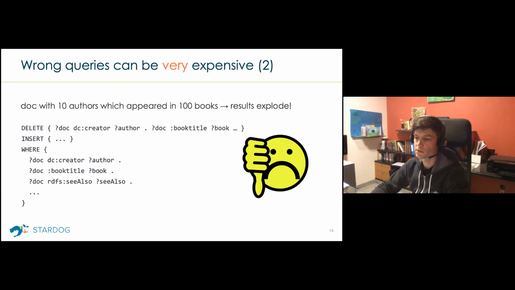The problem here is the so-called multi-valued properties. If you imagine a document with 10 authors, and that document appears in 100 books. So the data, remember, the data can be anything. The data doesn't have to be perfect. And in the RDF world, it's more often not perfect than in the relational SQL world. So in that case, again, you're going to get combinatorial explosion. You're going to get 1,000 rows out of the where block, which will flow directly into your update templates, delete and insert.